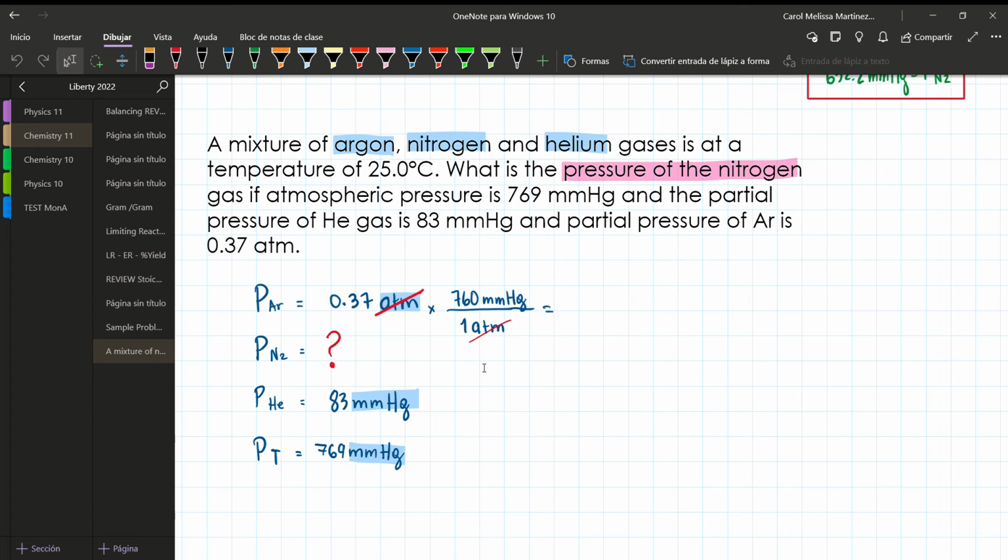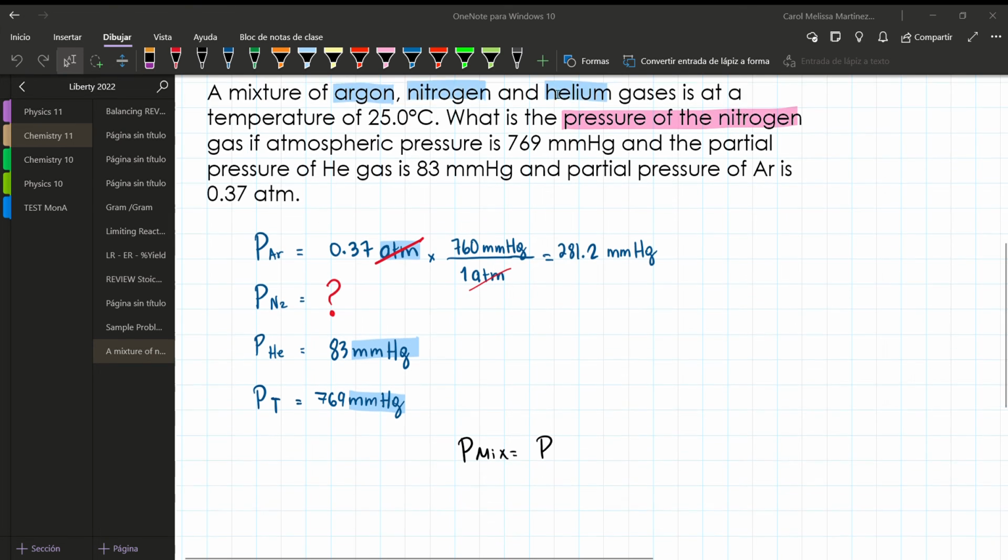This is how much? You can write it in the chat. 281.2. Okay, so I have my partial pressure of argon, helium, and the total. So I need to isolate the nitrogen. My main equation is: pressure of the mixture, or total pressure, is equal to the individual pressures, or the partial pressures, of the rest of the gases.